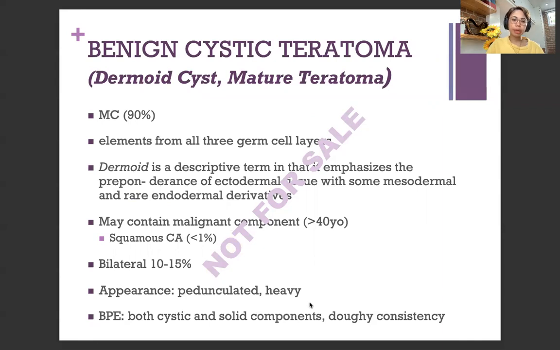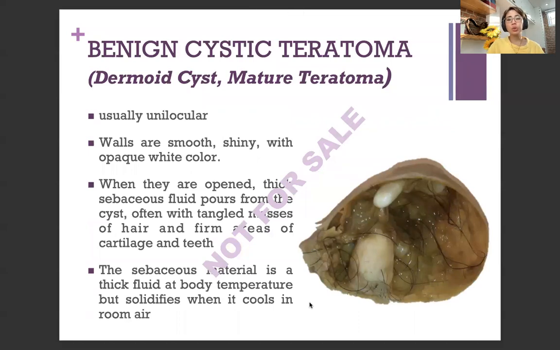And where do we see the malignant transformation? It's usually at the squamous area. So we have to look at if there is no squamous carcinoma where the squamous area is. It's bilateral in 10 to 15%. It's really quite heavy. Okay, it can be both cystic with solid components, and it has doughy consistency. Usually unilocular, but I'm not saying it cannot be multilocular.